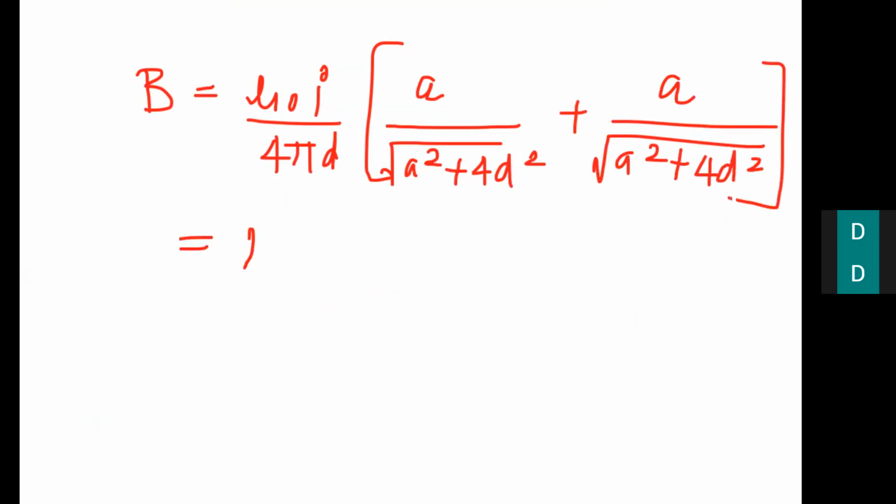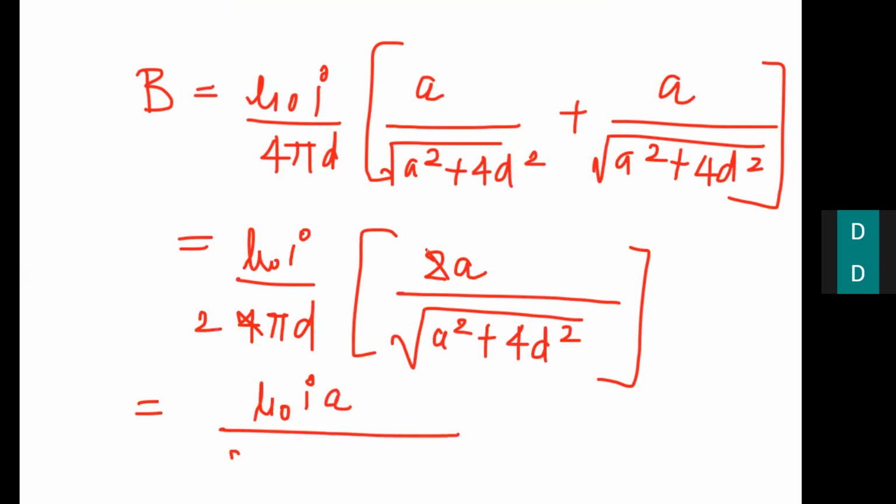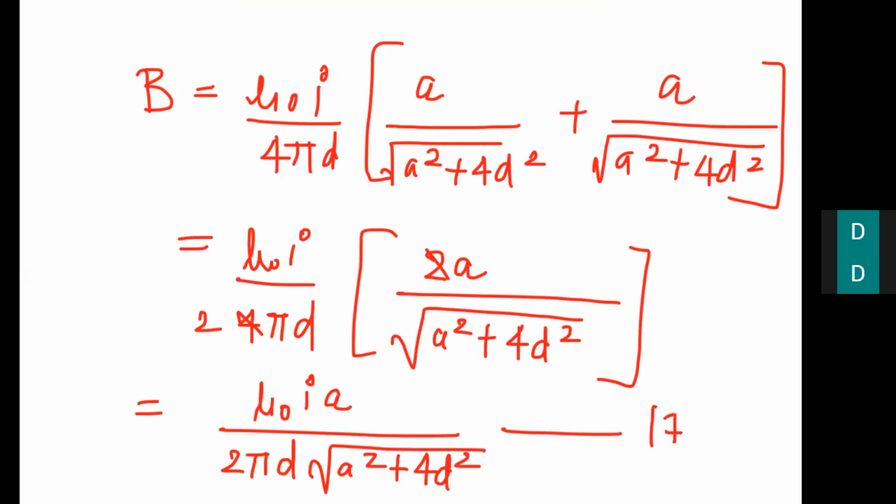So that will make it as mu 0 I upon 4 pi D plus 2A upon under root A square plus 4D square. So if I cancel this, then I'm going to get mu 0 IA upon 2 pi D upon A square plus 4D square. This is what I'll get. So let us call this our equation number 7.